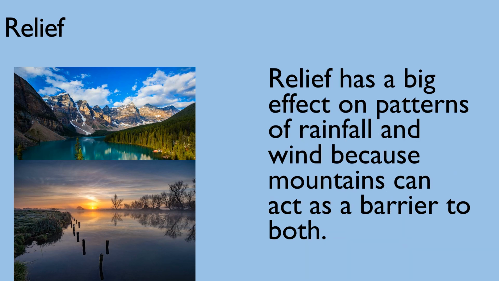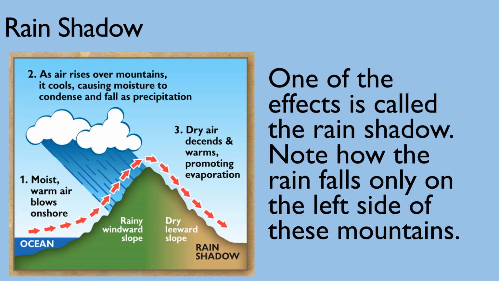One of the ways that relief affects climate and ecosystems is the effect it has on patterns of rainfall, okay, and wind, because basically mountains act as a great big barrier to both. And this leads to something called the rain shadow, which is another of our key terms. So one of the effects is called the rain shadow. Note how the rain falls only on the left-hand side of these mountains. Okay, so you've got the ocean there on the far left.